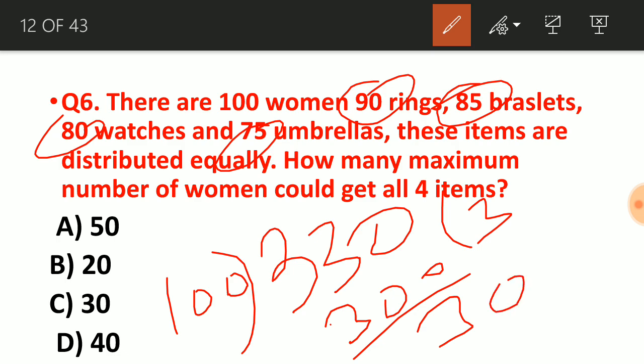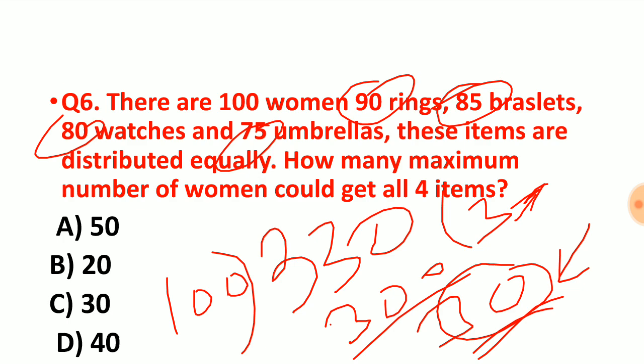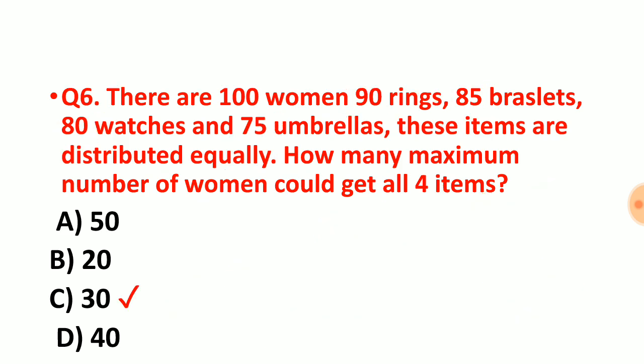So if we divide these items among all the women, then the 100 women will get 3 items each, and the remaining 30 items will be divided again among other women. Because of that, 30 women will get 1 extra item. There are already 3 items for them. If they get 1 extra item, then they will have 4 items. So 30 is the answer for this question, because all will get 3 items, and the 30 remainder items will be redistributed among the women. So 30 women will get 4 items.